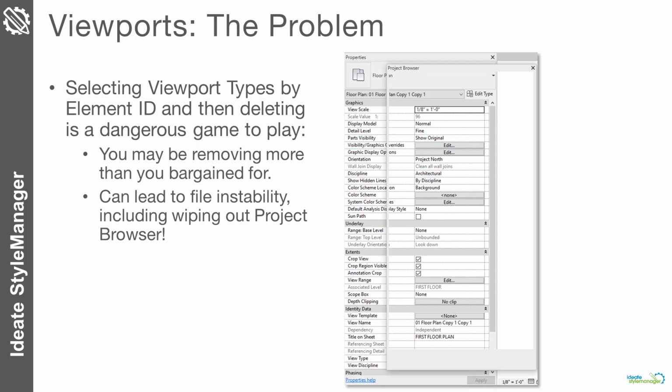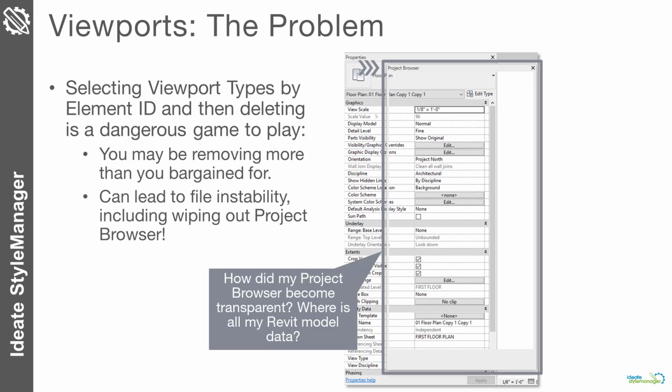In the example shown here, the transparent project browser shown on the right confirms the unfortunate results of the brute force method. The result was a project browser that was wiped clean of any information and became transparent. For illustrative purposes, we overlaid the project browser on top of the properties palette to demonstrate that the properties palette information is showing through the project browser.